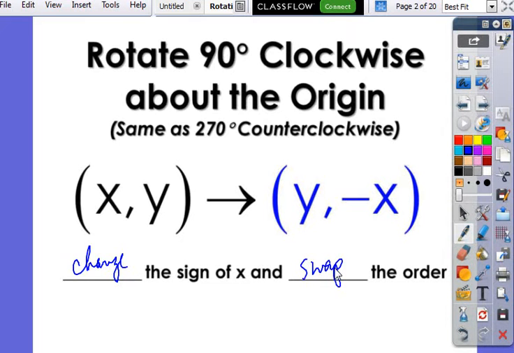Now on 90 degrees clockwise, we need to make sure we understand this. It's the same as 270 counterclockwise. Which direction is clockwise? Right, to the right. So I'm going 90 degrees to the right or 270 to the left. How many quadrants does 90 degrees move? One quadrant. How many quadrants does 270 degrees move? Three. So you're either moving one or three, depending on which one you're talking about.